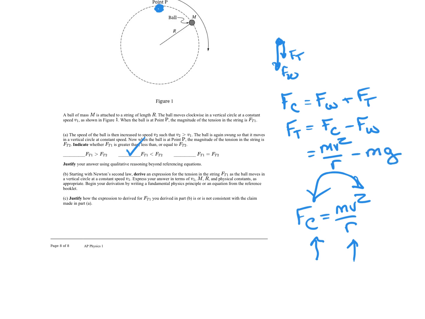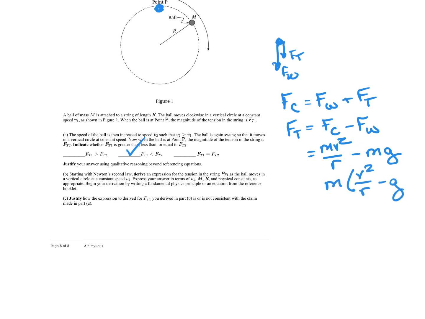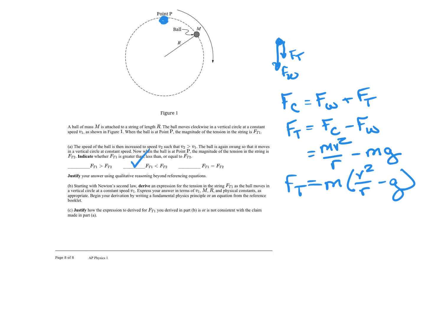And get rid of this if I can. Make more room. Okay, m, v squared, I'm pulling m out, basically. There we go. Force tension equals m times v squared over r minus g, and it's minus g because it's at the top. If it were at the bottom, we'd be adding g, right? Because that's when you feel heavier on that. Okay. I think that was it. Yeah, any questions on that?